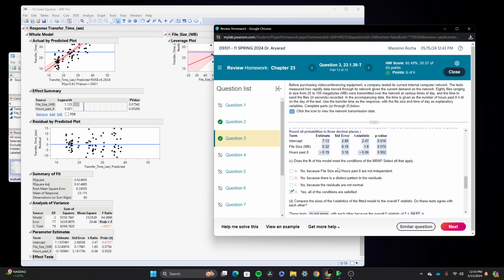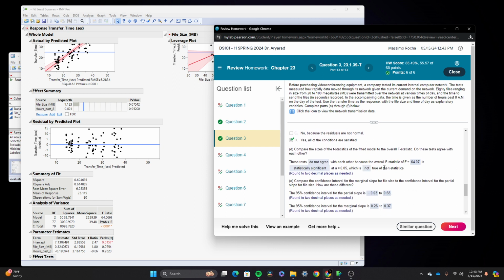And all these conditions do satisfy. There are no issues with it. So yep, all of them do satisfy. D. How are we going to find the F ratio? This one's also pretty simple. It's just going to be right here. This is the F stat, this number right here.